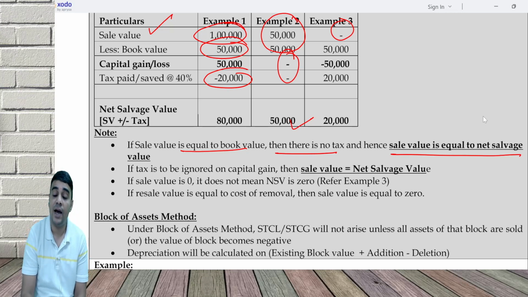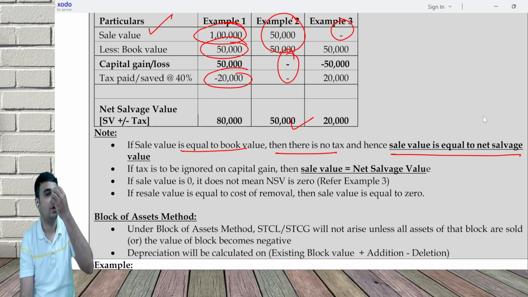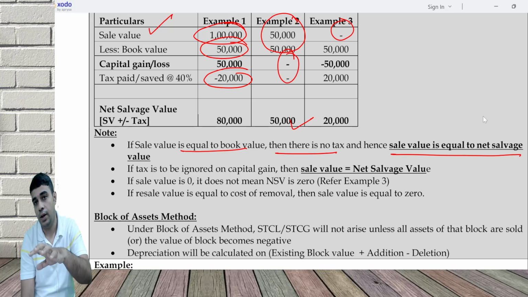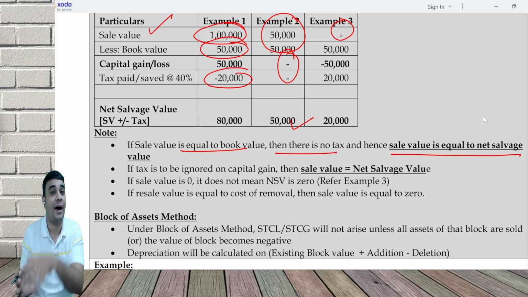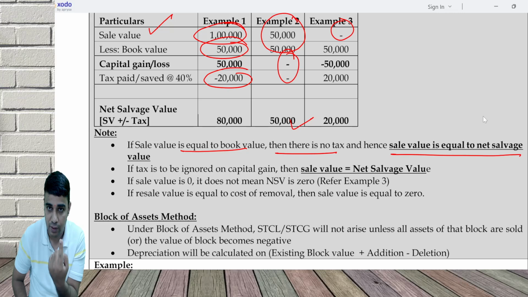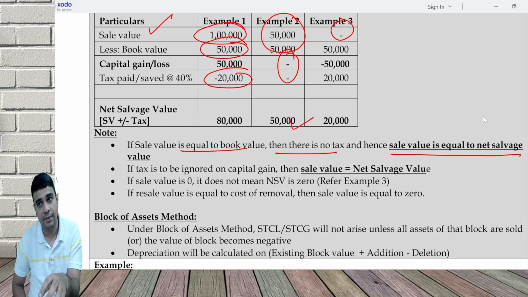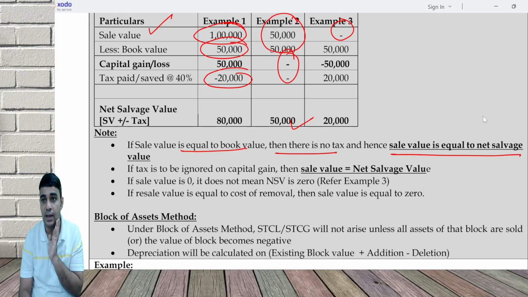If resale value is equal to cost of removal, some question will say the project got over and you want to sell the machinery. For selling the machinery, you will get 1 lakh rupees, but to take it out from your factory to outside, you have to spend 1 lakh transportation cost. So if resale value and cost of removal are the same, sale value is 0, and net salvage value depends on the calculation.